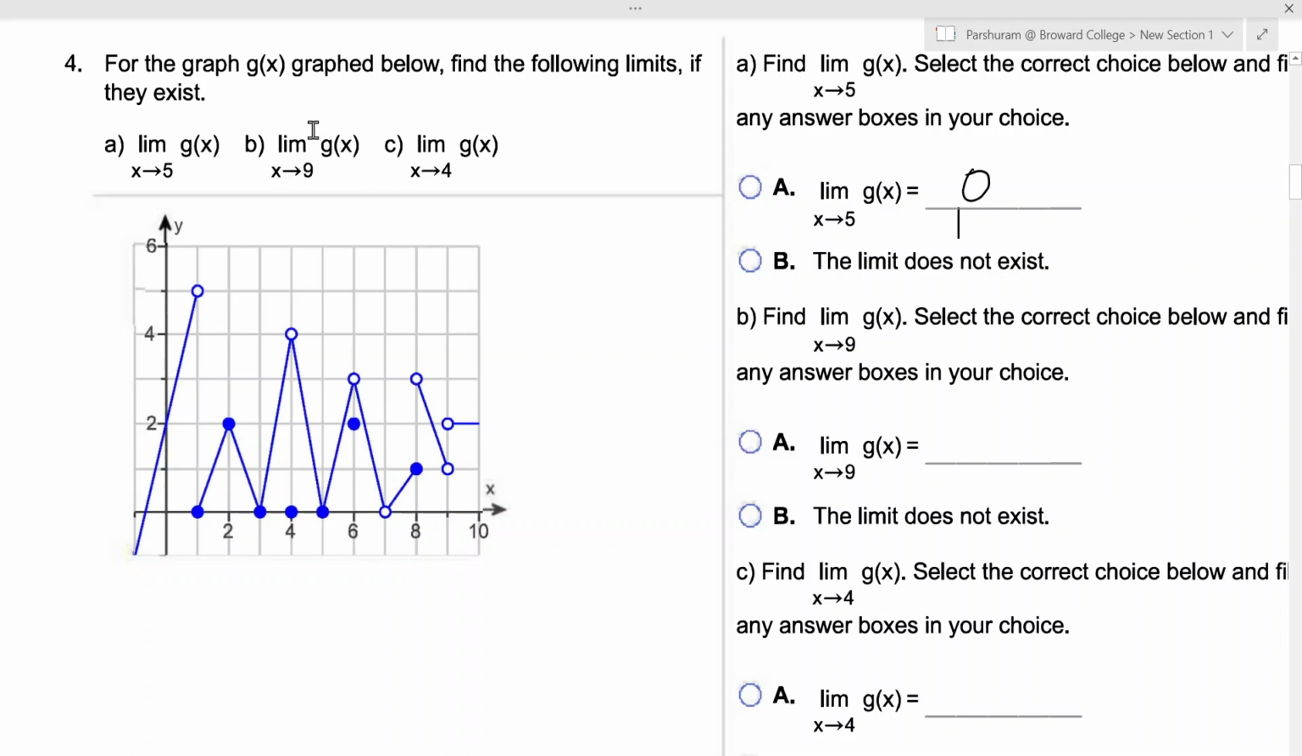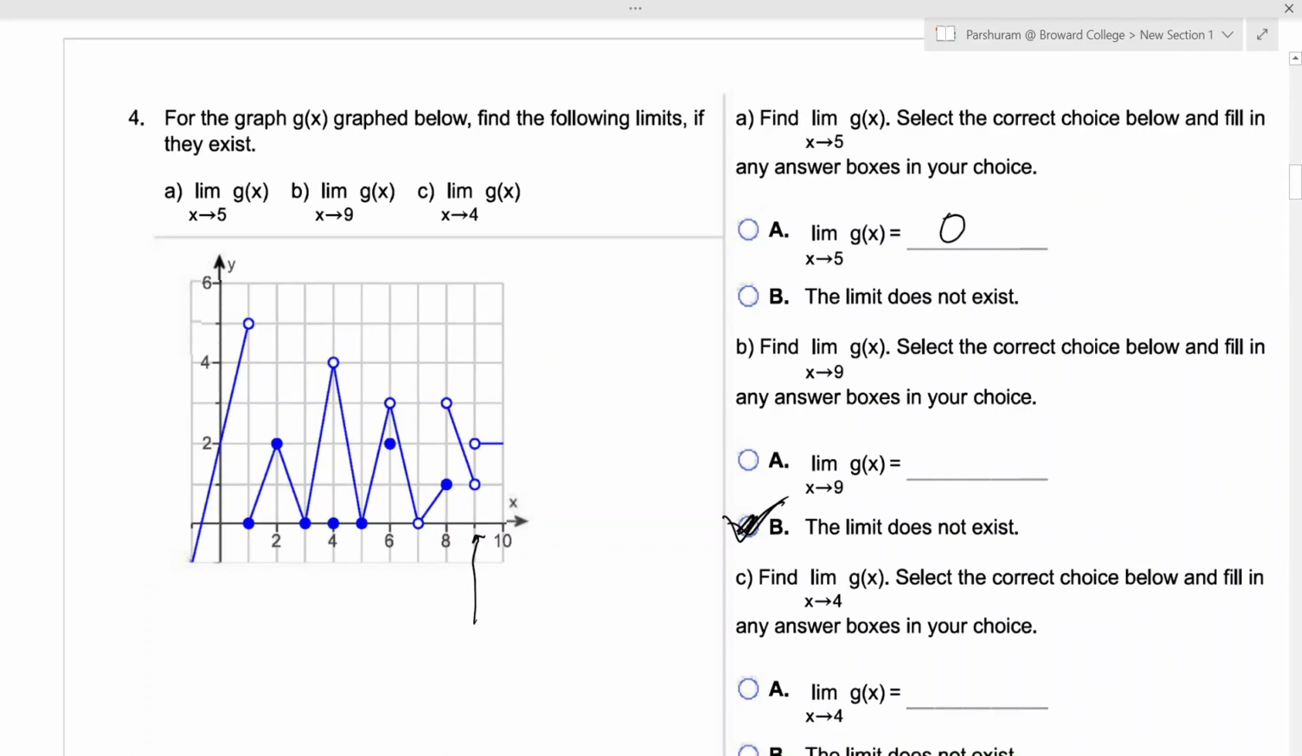So part B, what is the limit of g of x when x approaches 9? So let's go to 9 here. This is 9. And as you go from the left side, it's going towards 1. But as you go from the right side, it's going towards 2. So that means the left hand limit and right hand limit are not equal. Remember, to find the limit, the left hand limit and right hand limit should be equal. So for part B, the answer is the limit does not exist.